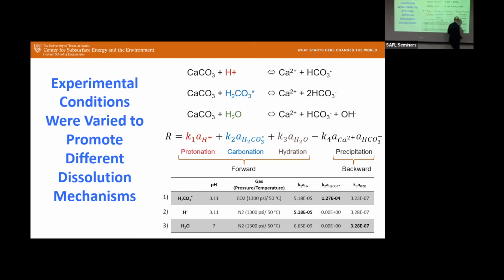So if I take the activity of each of these species and multiply it by published rate constants, in the first experiment, dissolution is dominated by the carbonic acid. In the second experiment, this has the largest magnitude, so it's dominated by the proton. And in the third experiment, it's dominated by water dissolution. So we're trying to look at which one of these controls dissolution, and how some ion that we add to the water inhibits this. So what's our additive?